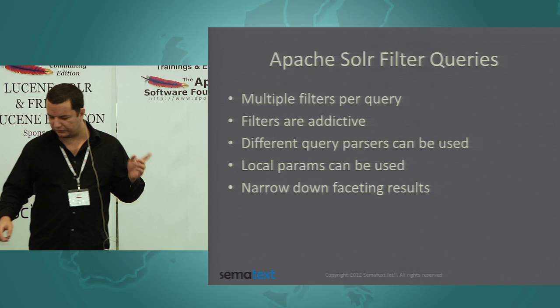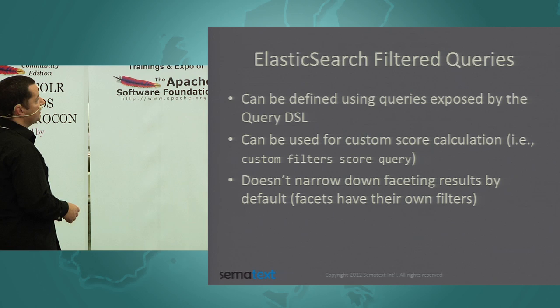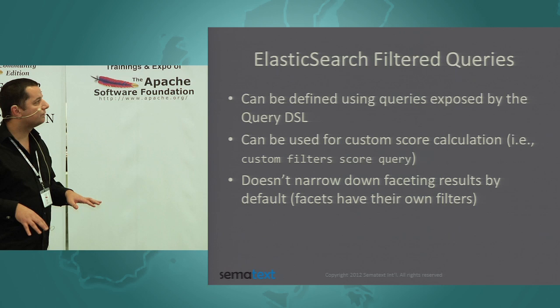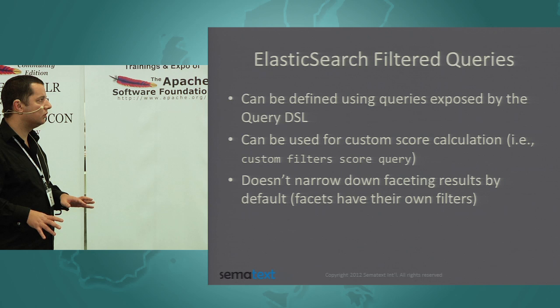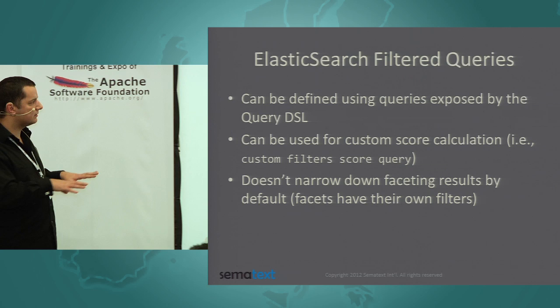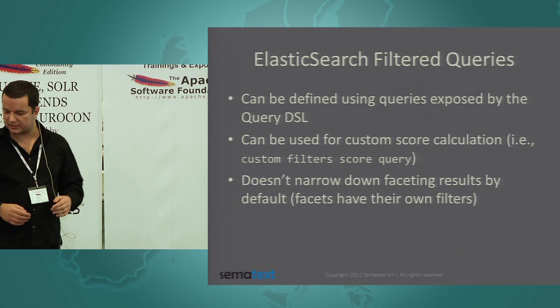of filters from faceting. In Elasticsearch, filter queries can be specified using the standard query DSL. They can be used for manipulating scores, and by default, they don't narrow down faceting results. You have to use filters specific to faceting in order to limit your facets.